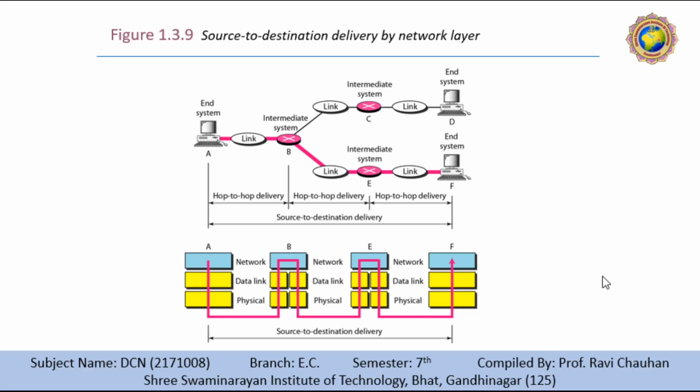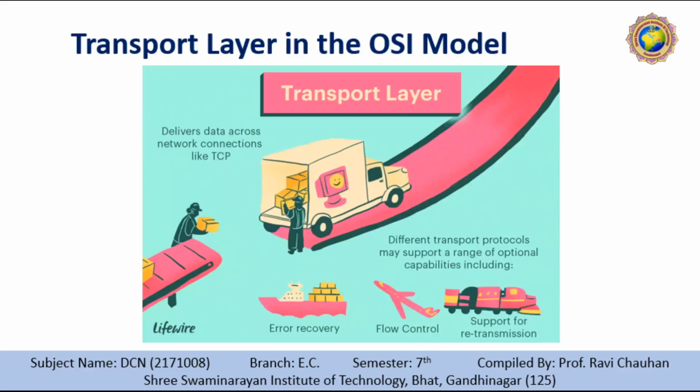Okay, what is the next layer? Yes, transport layer. As the name suggests, it is about transporting. It delivers the data across the network connection, like TCP. Different transport protocols may support a range of optional capabilities, including error recovery, flow control, and retransmission.